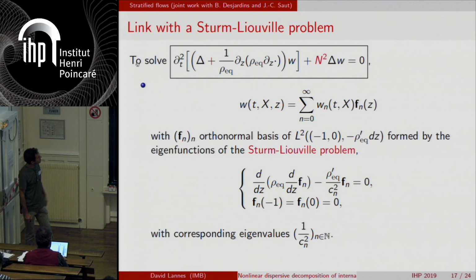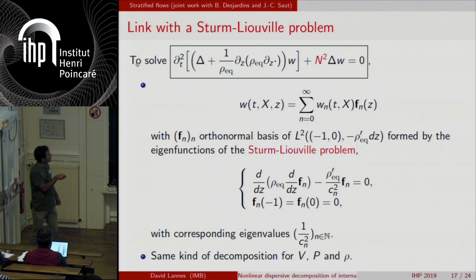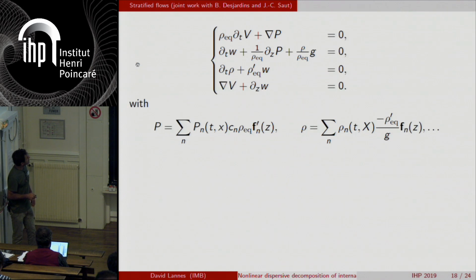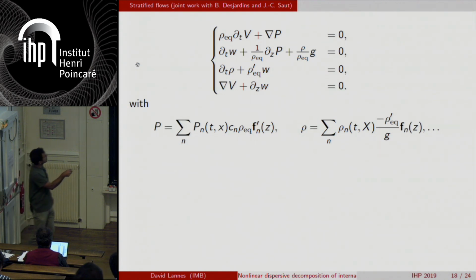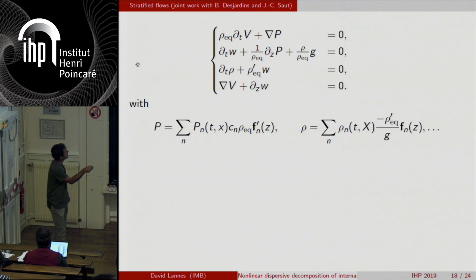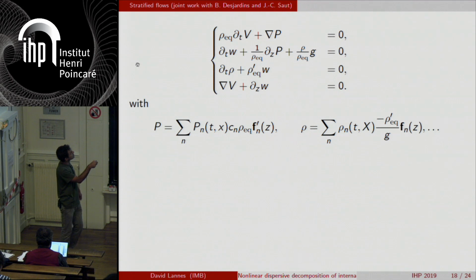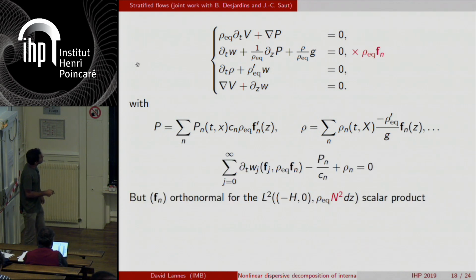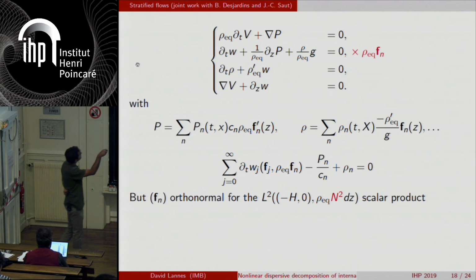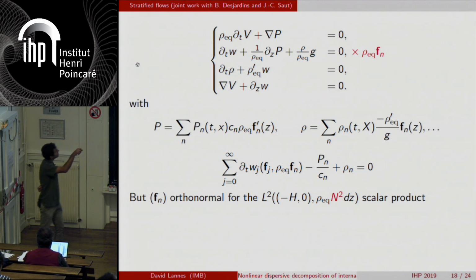Okay, the speed goes to 0 for higher modes. And you can do the same kind of decomposition for the horizontal velocity, for the pressure, and for the density. And then you plug this expansion here, P, rho, etc., into this equation and look at what happens to the coefficients and find equations for the coefficients.